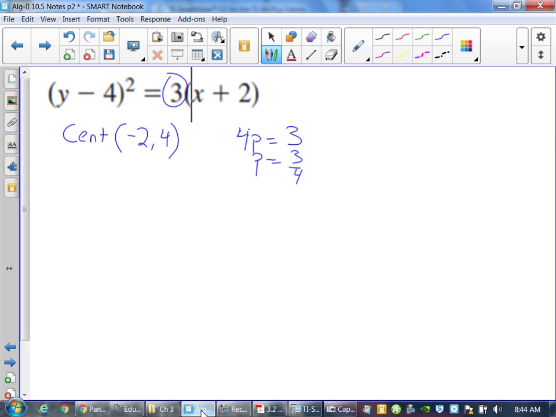So now we start. -2, 4. There's my center. My focus is going to be 3/4 to the right of it. So I have to add 3/4 to the x value. I add 3/4 to that.